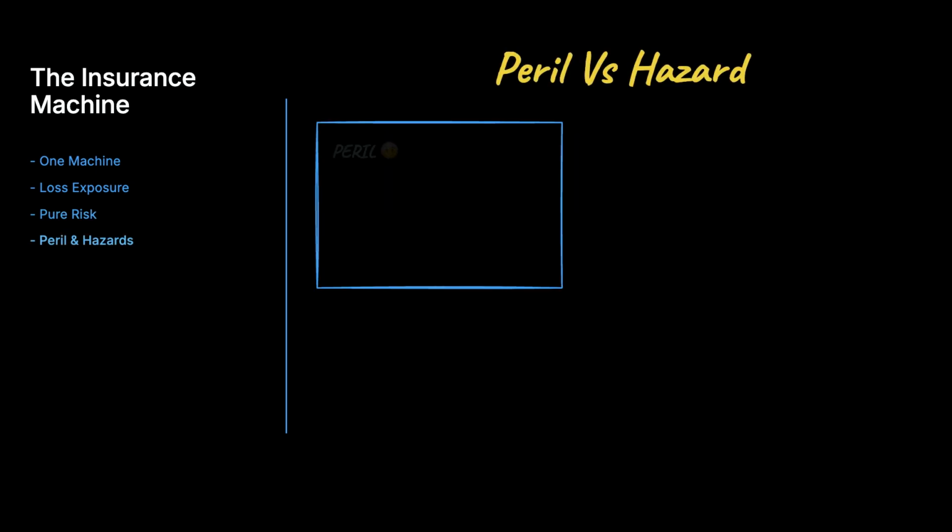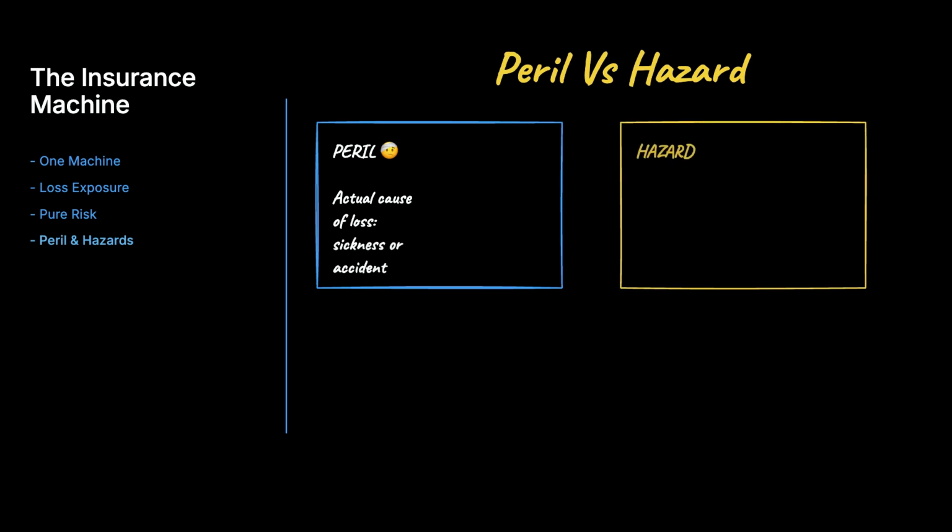Two more gears click into place before her policy issues. A peril is what could actually cause her loss. In Maria's case, a sickness or an accident. Hazards are conditions that tilt the odds, like high blood pressure raising her chance of a claim. Perils and hazards are not the same thing, and we will separate them shortly.